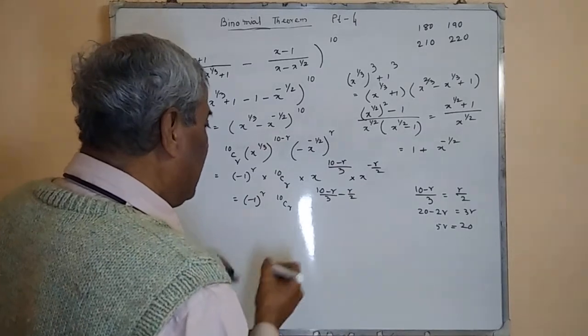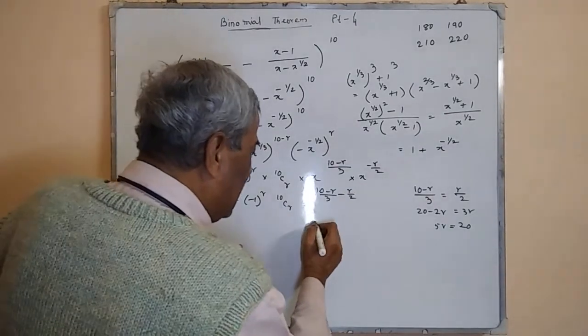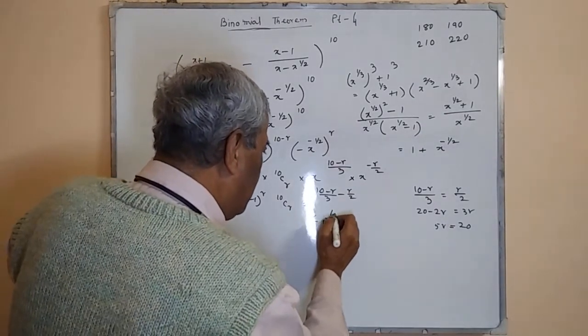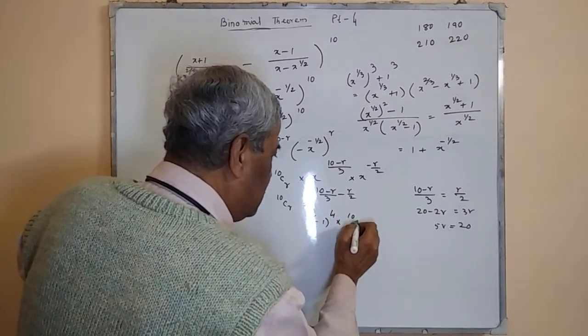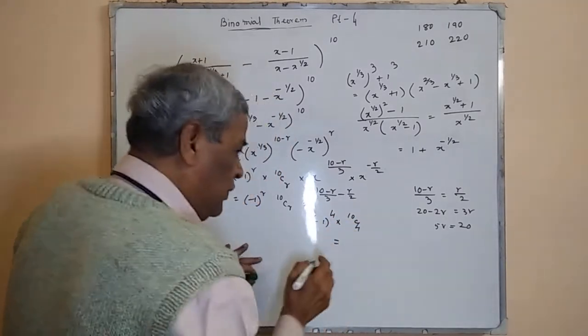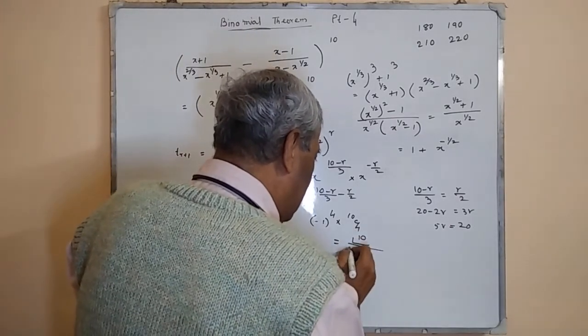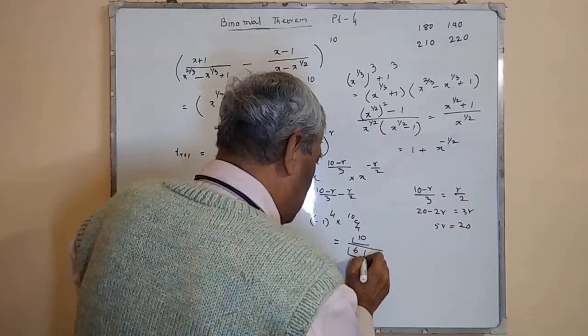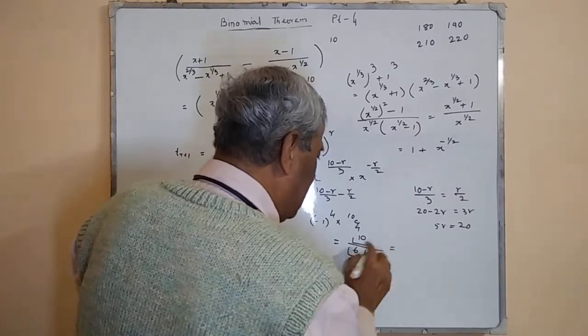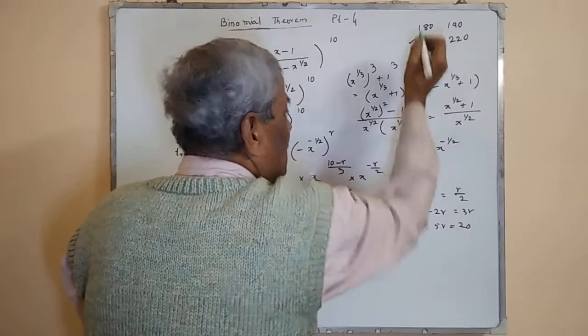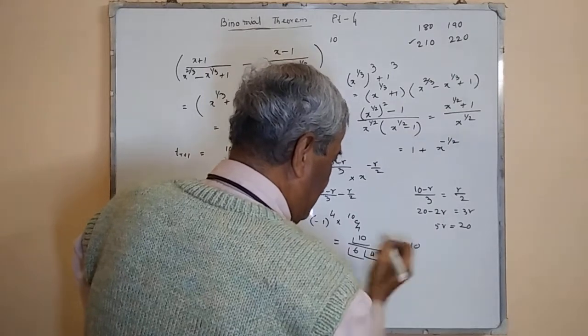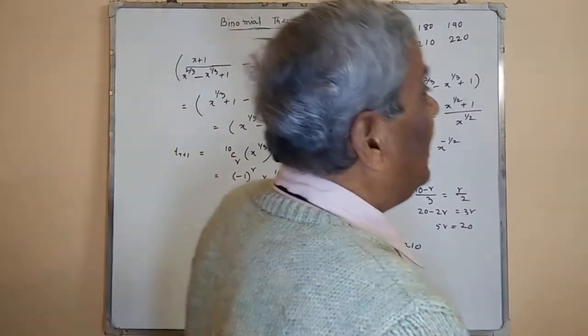So the term independent of x is minus 1 to the power 4 into 10C4, which is factorial 10 by factorial 6 into factorial 4, and after calculation you see this is 210. So 210 is our answer.